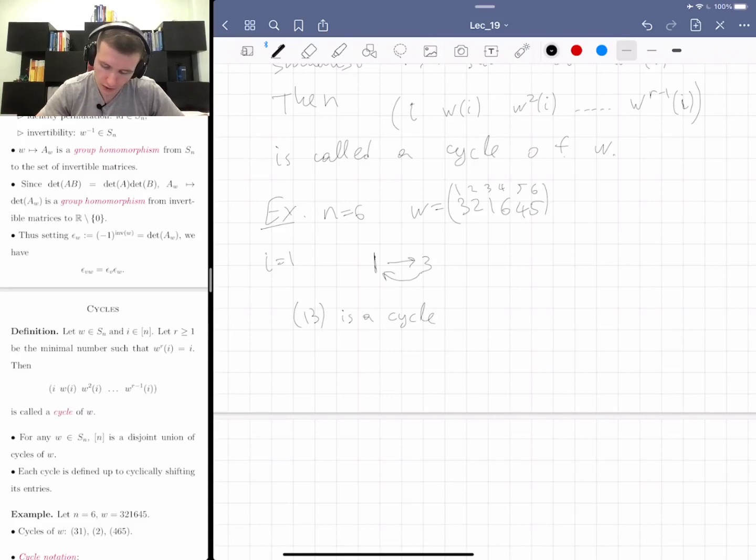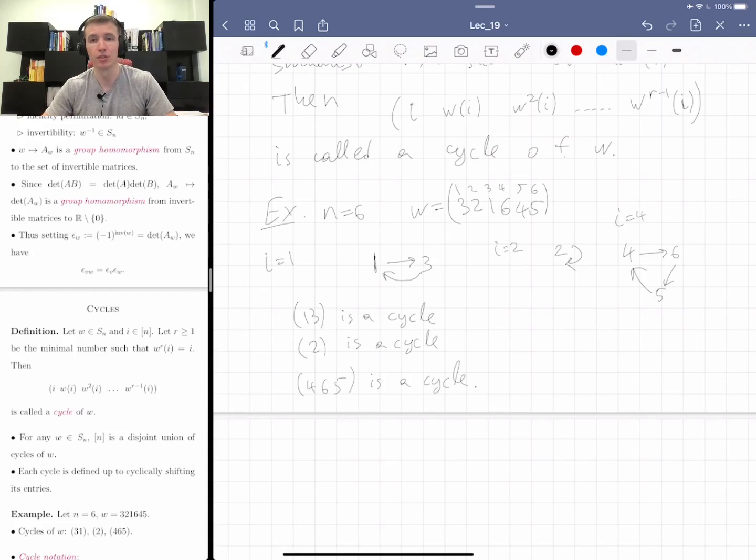And let me start with i equals 2. Then 2 goes to itself. So 2 is a cycle of w. And finally, if I start with 3, then I get the same cycle as for 1. If I start with 4, I get 4 goes to 6, 6 goes to 5, 5 goes to 4. So (4, 6, 5) is a cycle. And that's it. There are no more cycles.